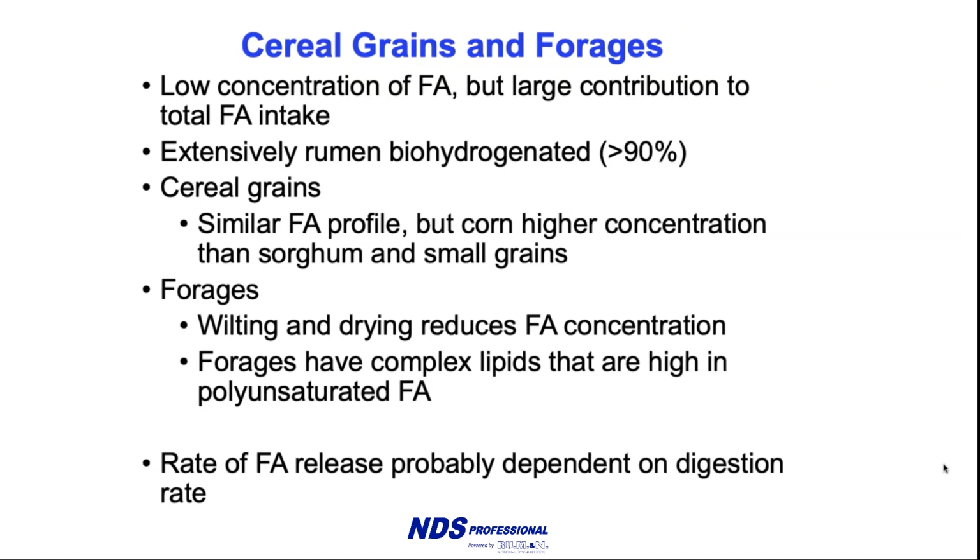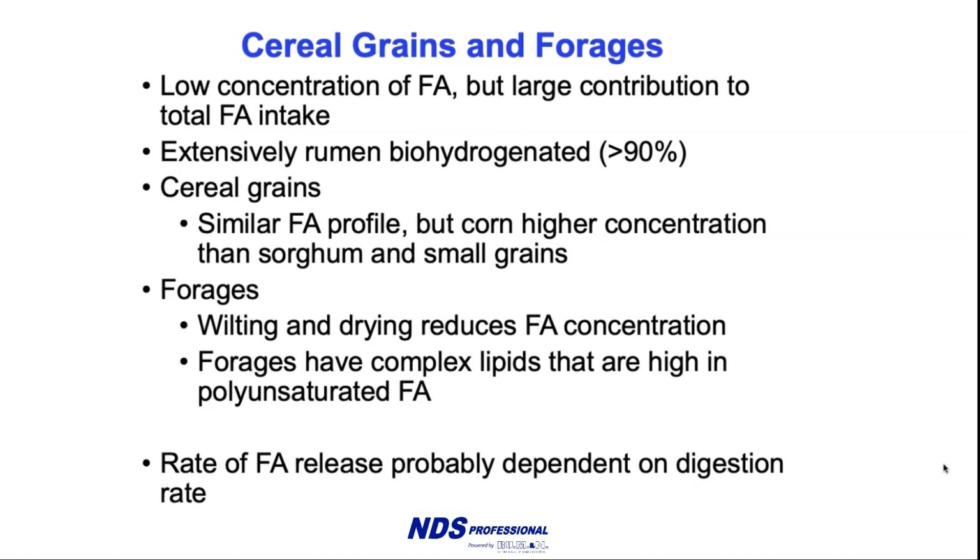So the cereal grains and forages, like I said, are low in fat, but they're such a large amount of the diet that they bring in a lot of fat. They are extensively rumen biohydrogenated. This is where the microbes take the unsaturated fatty acids and biohydrogenate them, and if that goes to completion, they end up as saturated fat. We can pretty safely assume that over 90, or probably even more than 95%, of the unsaturated fat in these forages and cereal grains goes to completion in that process.